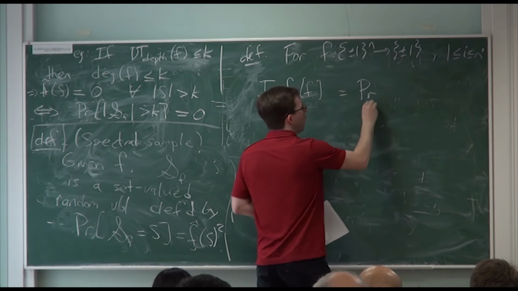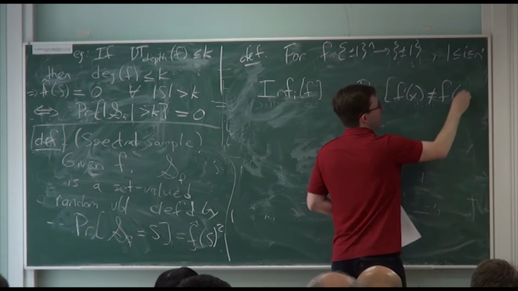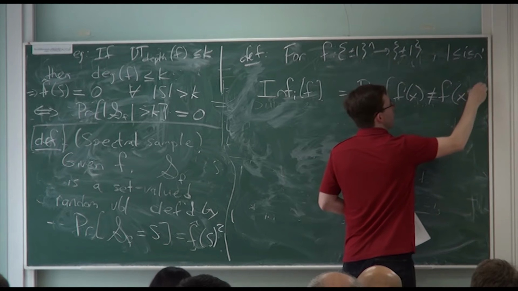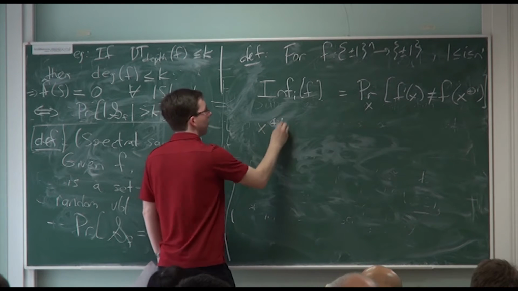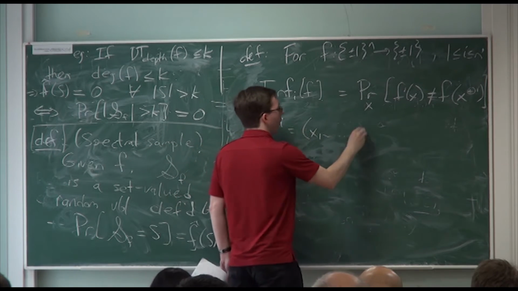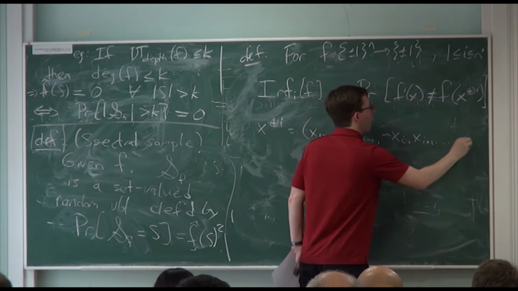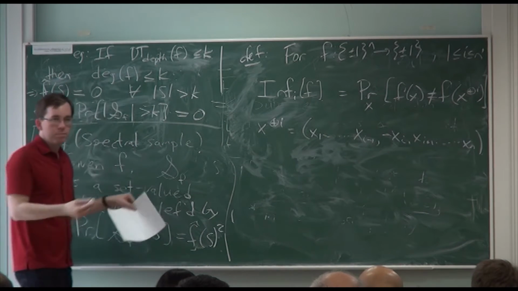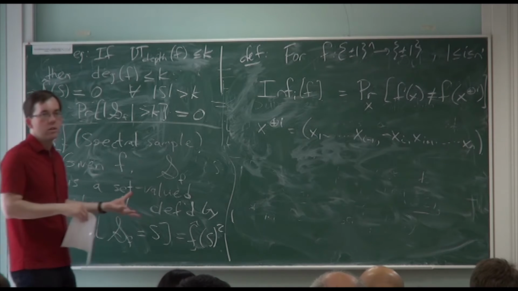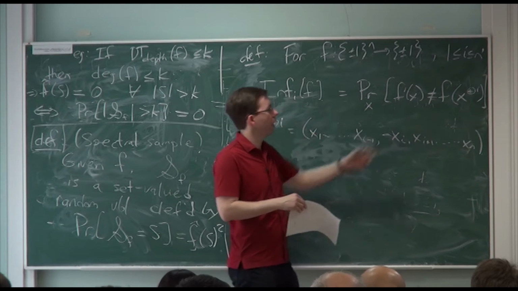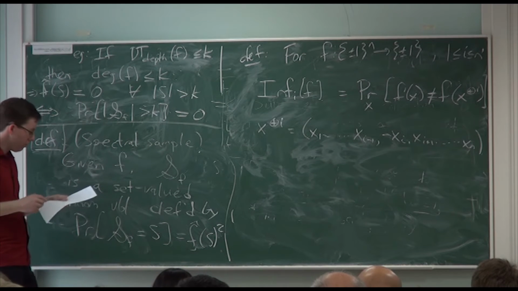It's just the probability, over a uniformly random x, that f of x differs from f of x to the plus i, where I invented this notation, x to the plus i, meaning x with the ith coordinate negated: x1 up to x_{i-1}, negative x_i, and then the rest. So the experiment is you pick a random input string, you look at f's value, then you flip the ith coordinate, look at f's value, and ask, did flipping the ith coordinate change the value of f? The probability with which that happens is the influence of i on f.